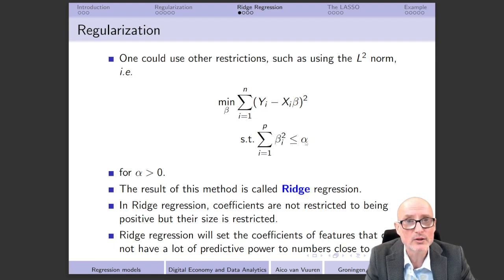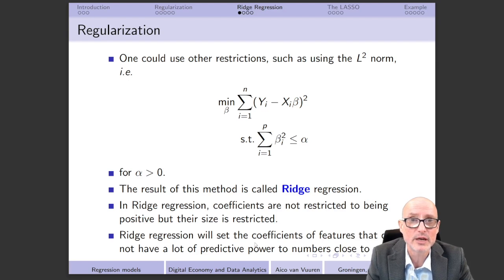The larger we actually make alpha, the more the betas that we have over here are going to look like a situation that we would have had if we would have run a regression with all the different features included. So therefore, ridge regression will set the coefficients of the features that do not have a lot of predictive power to numbers close to 0.